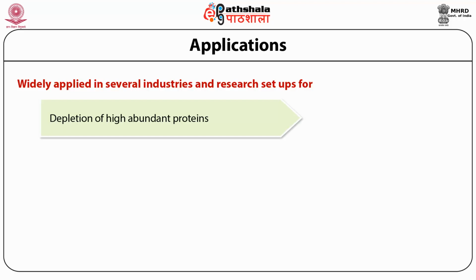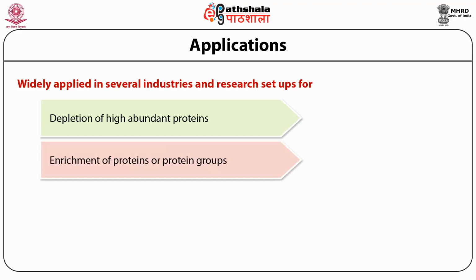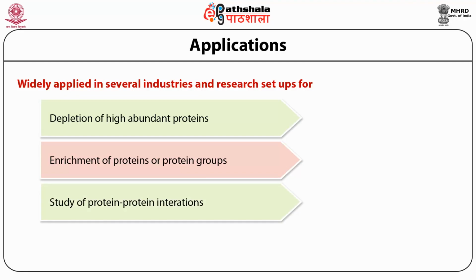Similarly, suppose you want to enrich proteins from a source. Suppose one person is working on some fluid, and from that fluid he wants to take out only glycoproteins. He wants to enrich glycoprotein samples. He wants to use glycoproteins for some other research purpose. So again, by using lectin affinity chromatography, you can enrich proteins. Another example is study of protein-protein interaction.